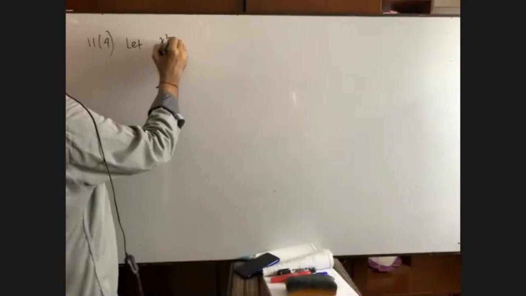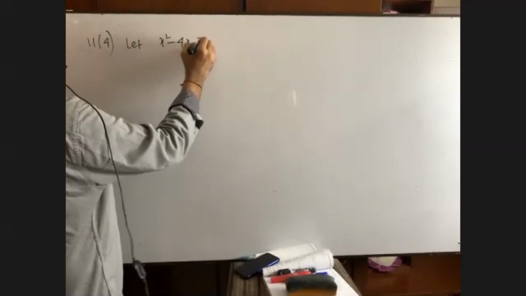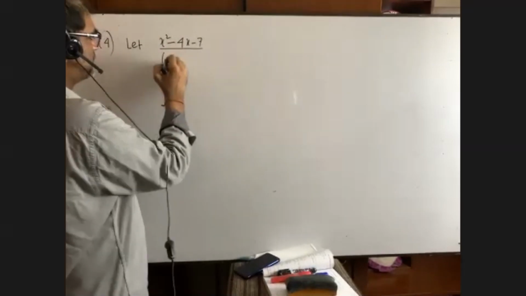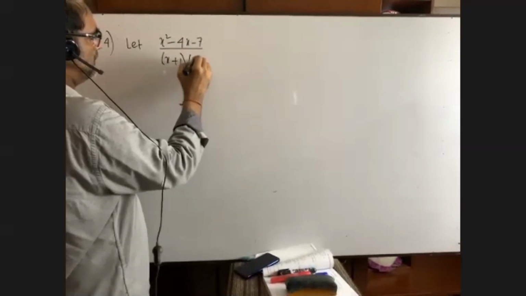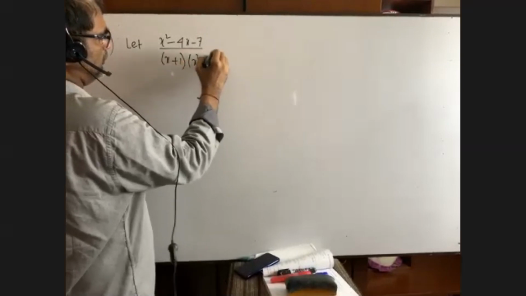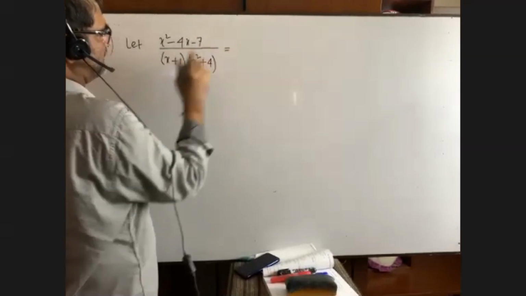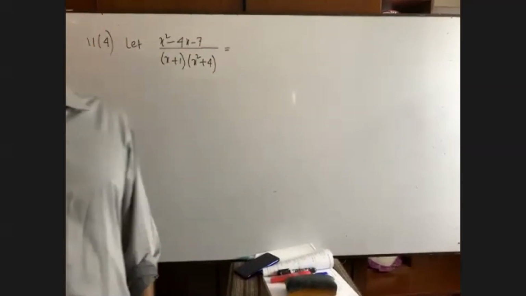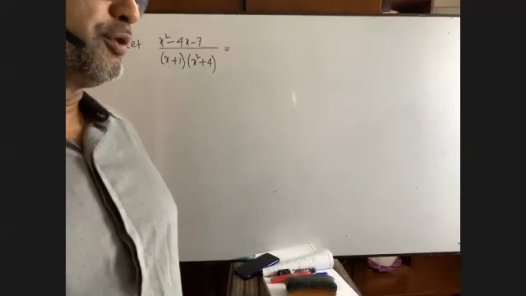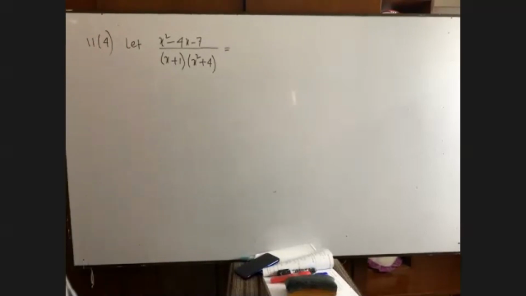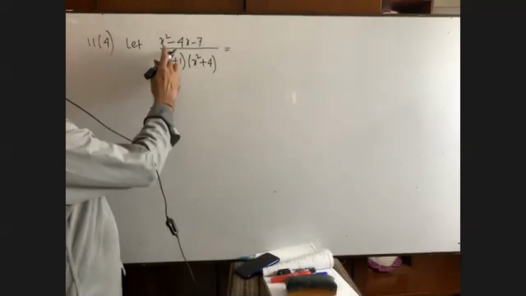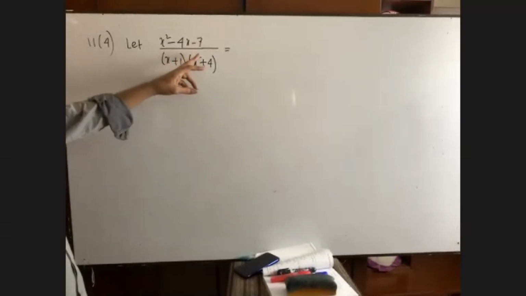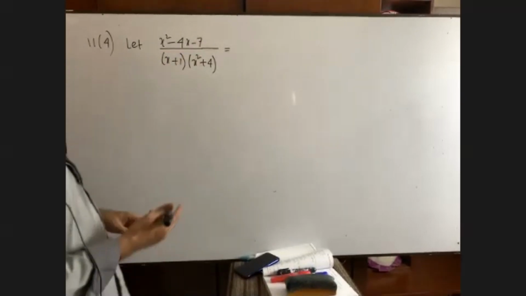Let us take (x squared minus 4x minus 7) by (x plus 1)(x squared plus 4). Now let me know what is the degree of the denominator? So the degree is 1 plus 2, that is 3. So I have to take 3 unknowns.